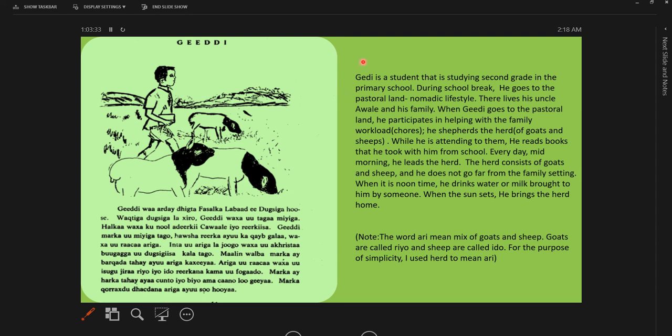So I translated it. Gedi is a student that is studying second grade in primary school. During school break, he goes to the pastoral land, or nomadic lifestyle. There lives his uncle Awale and his family. When Gedi goes to the pastoral land, he participates in helping with the family workload, which is the chores. He shepherds the herd of goats and sheep. While he's attending to them, he reads books that he took with him from school. Every day mid-morning, he leads the herd. The herd consists of goats and sheep.